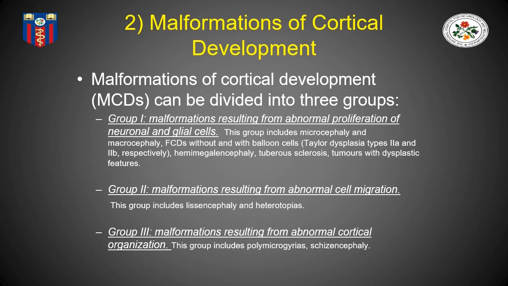Group number 1, there are malformations that are resulting from abnormal proliferation of cells, and this includes microcephaly, macrocephaly, focal cortical dysplasia, hemimegalencephaly, and disease such as tuberous sclerosis, and some tumors with dysplastic features such as gangliogliomas. The second group are malformations which are resulting from abnormal cell migration, such as lissencephaly and heterotopias. And the third group is the one resulting from abnormal cortical organization, such as polymicrogyrias and schizencephaly.